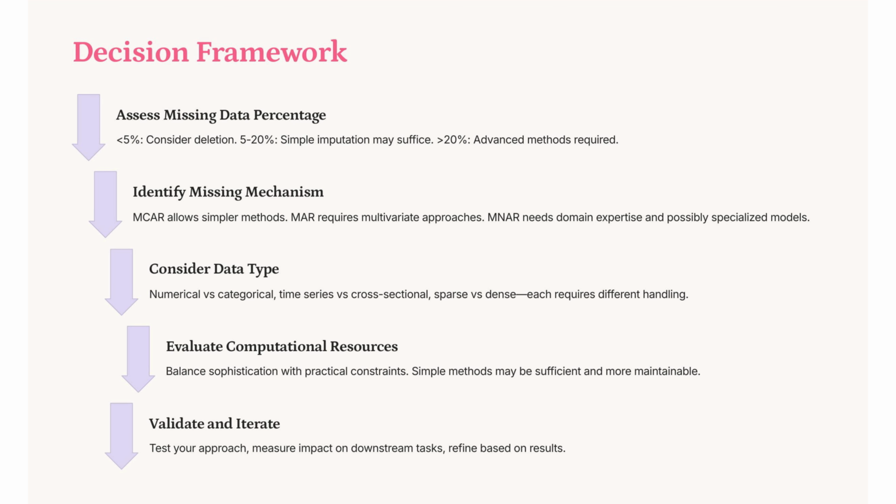Assess the percentage of missing data. Under 5% may allow deletion, up to 20% might need simple imputation, and over 20% requires advanced methods. Identify the missing data mechanism: missing completely at random, missing at random, or missing not at random, each needing different strategies. Consider data type and computational resources, balancing complexity with practicality. Validate and iterate to ensure effectiveness.